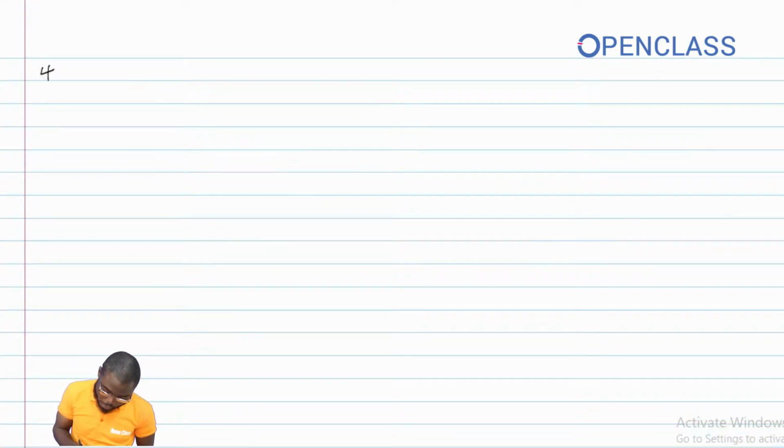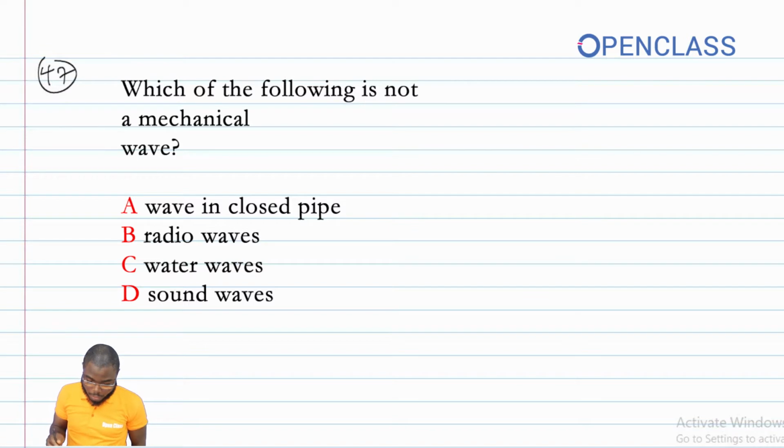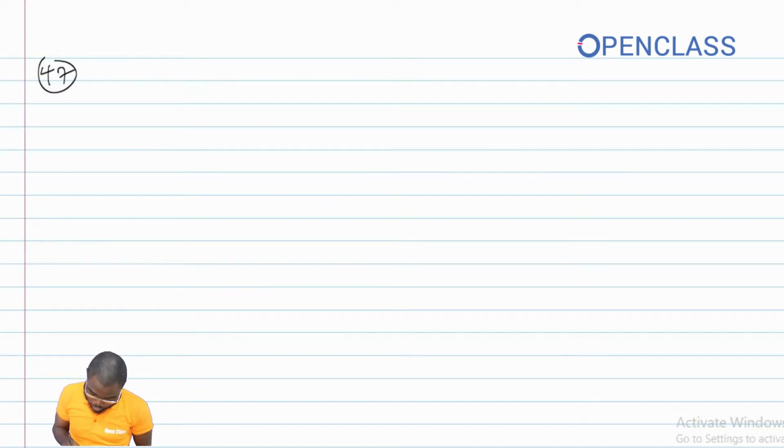Now question number 47 says which of the following is not a mechanical wave? We have waves in closed pipes, radio wave, water waves, and sound waves. All these are mechanical waves which require material medium for their propagation, except radio wave. So radio wave is not a mechanical wave.